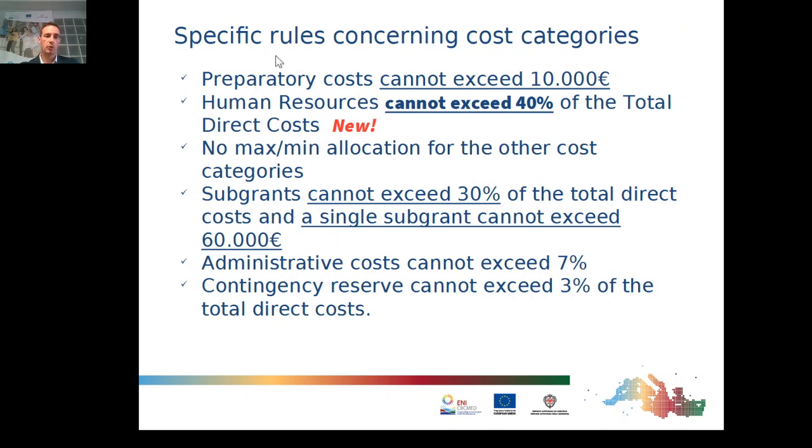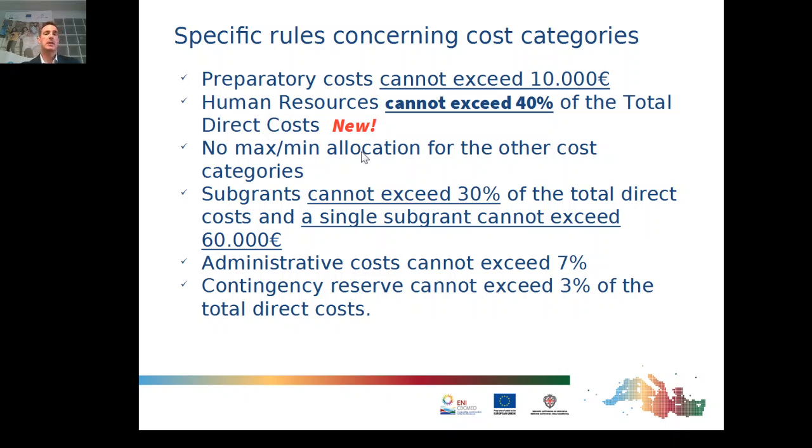Let's see some golden rules before seeing each cost category. Preparatory costs cannot exceed 10,000 euros. Human resources cannot exceed 40% of the total budget. And this is new, a new rule of this call for proposals. So pay attention to respect this rule.